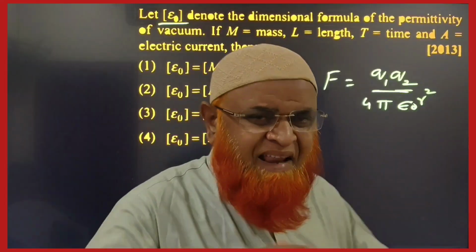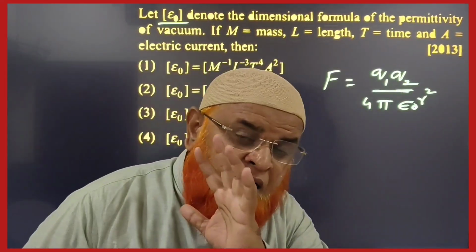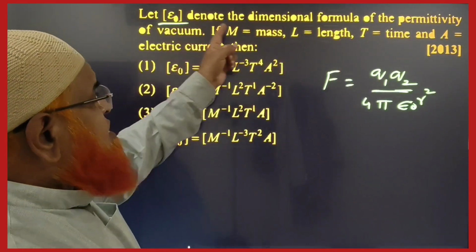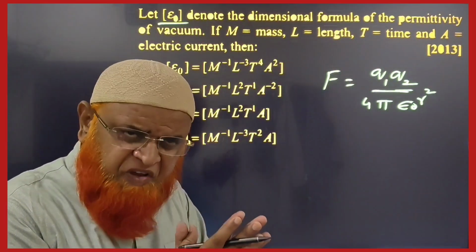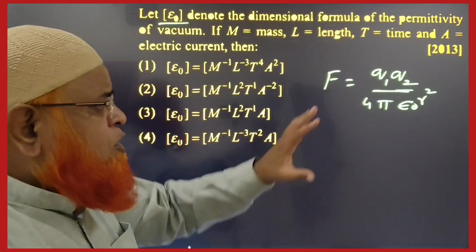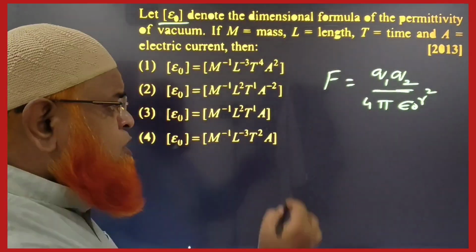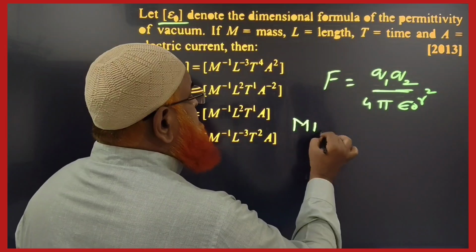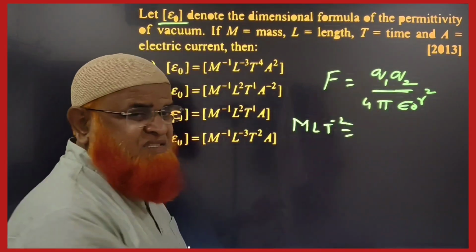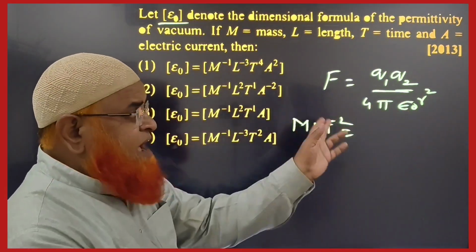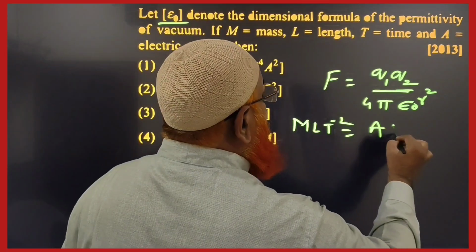Simple way. My dear students, how can you find the dimensional formula for physical quantities like permittivity? It seems so tough, but I've got a simple technique here. You just write the formula for force in terms of permittivity. You can just substitute the value of force, m l t power minus 2. Q is nothing but charge. Charge means current into time, ampere into time, that means A T.